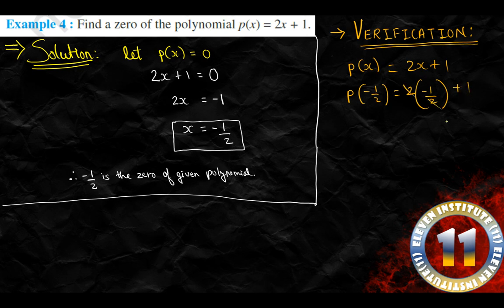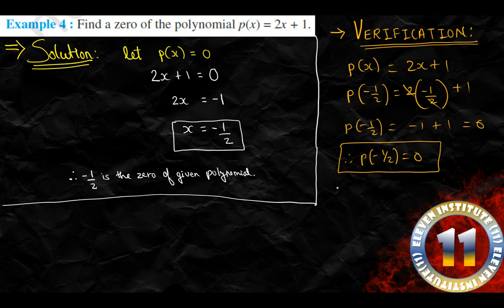So now this 2 and this 2 get cancelled out. So p of -1/2 is equal to, here only -1 is left and on the other side +1. Now -1 plus 1 is 0. So it is verified. Therefore p of -1/2 is equal to 0. That is absolutely right. Putting -1/2 in place of x gives the answer 0.